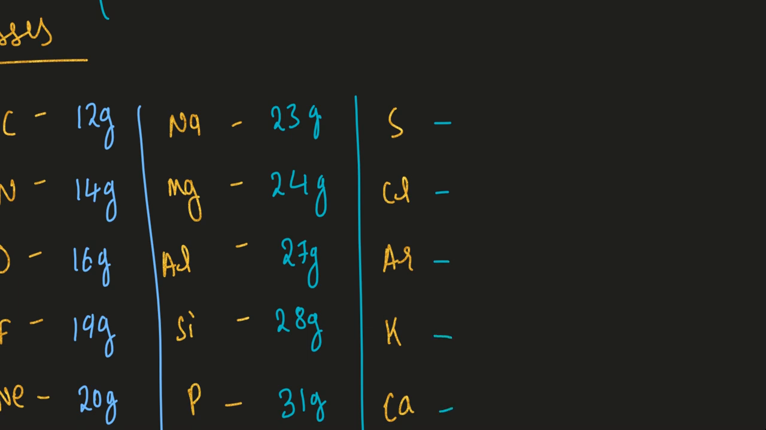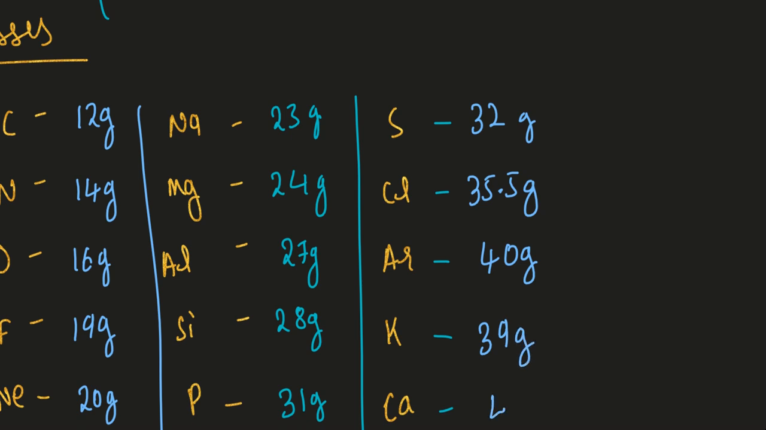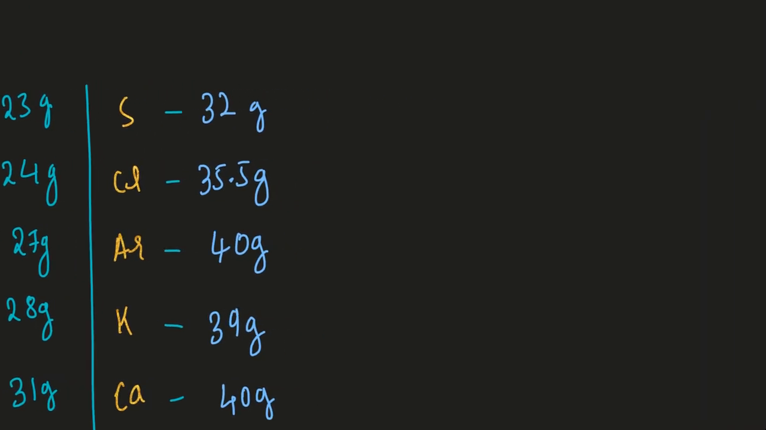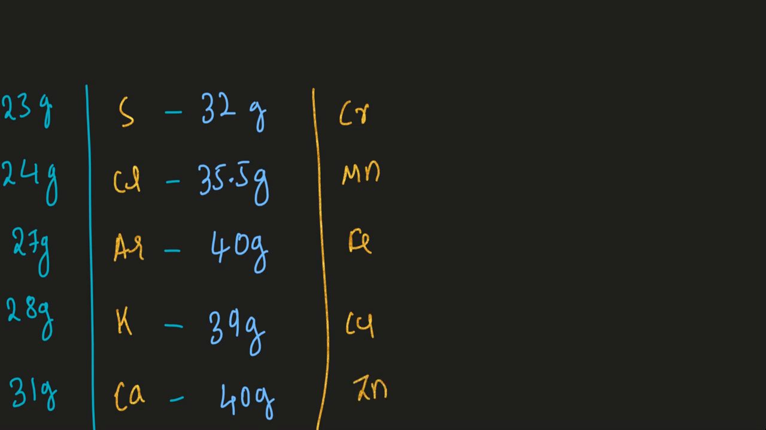Now what happens? Sulfur is 32, chlorine 35.5 grams, very, very important. Argon is 40 grams. Potassium 39 grams. Calcium is 40 grams. Now coming to the next one, you will say, ma'am, scandium, titanium, vanadium are not important. Out of that series, the ones which are important we are going to write here. After that, the most important are chromium, manganese, iron, copper, zinc.